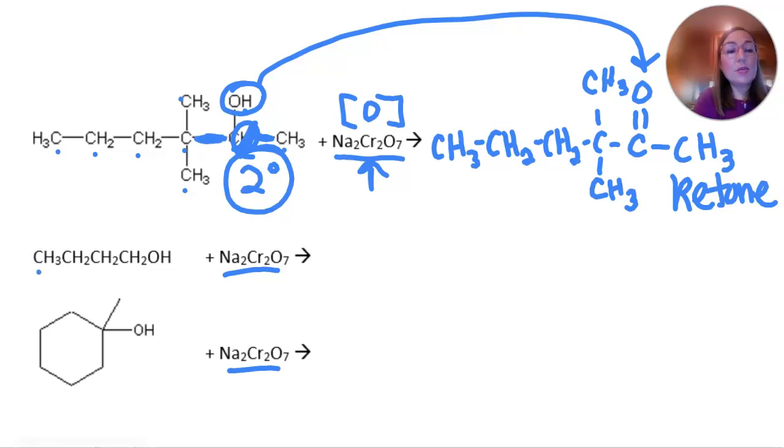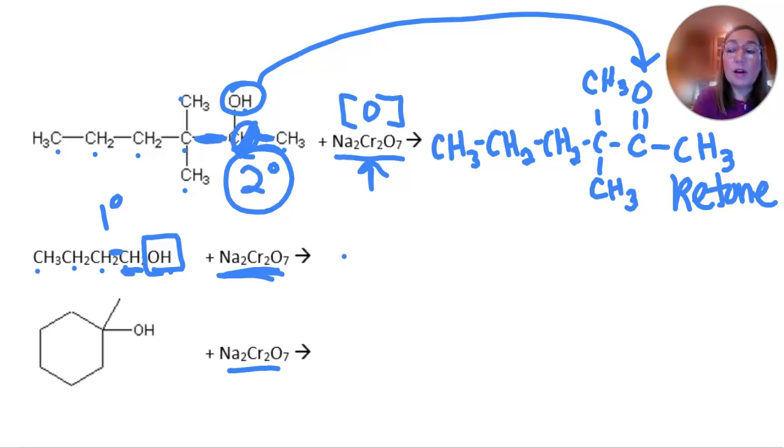Okay, let's try the next one. CH3, CH2, CH2, CH2OH. We've got butanol, 4 carbons and an alcohol. Now, our alcohol carbon here is attached to one other carbon. That makes it primary. Primary alcohols with our strong sodium dichromate, Na2Cr2O7.